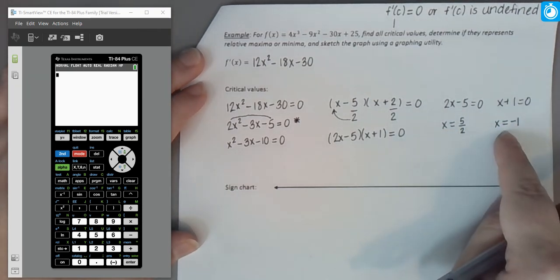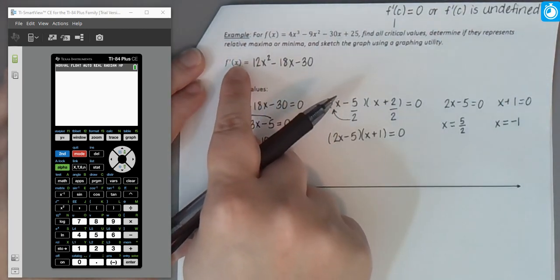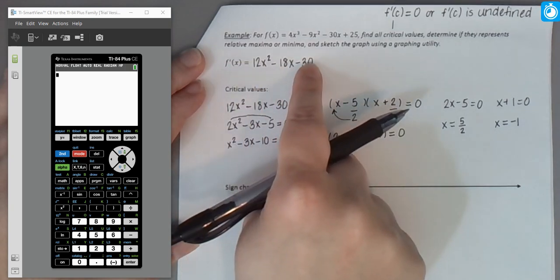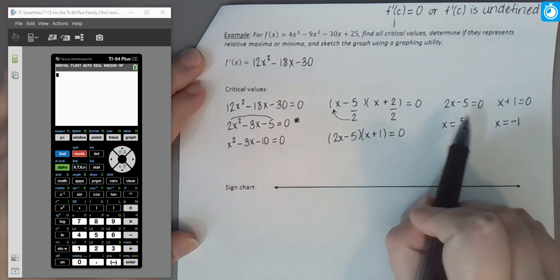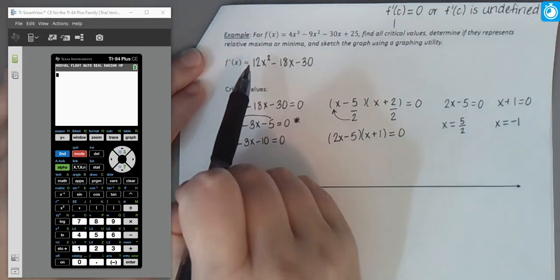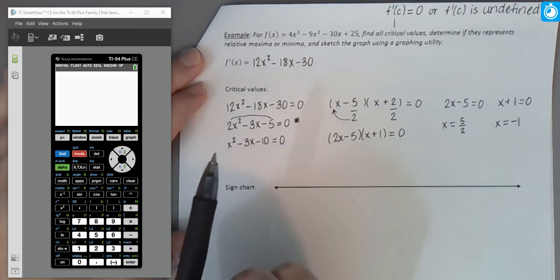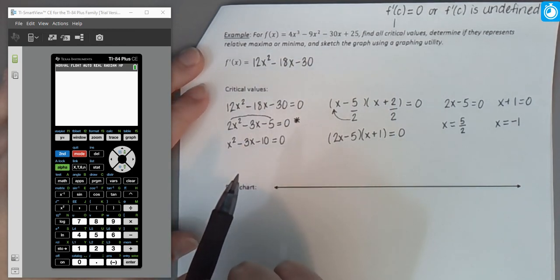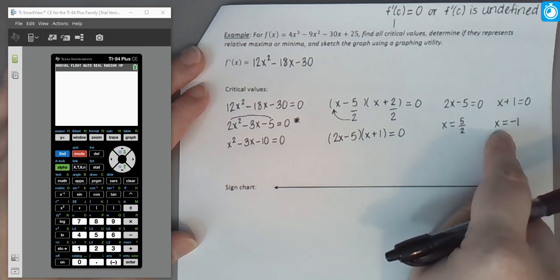So these are going to be our two critical values. These are the two values of x that if we subbed into the derivative would make the derivative 0. So you might take a moment to check it. Double check. If you subbed this into the derivative, your output upon that substitution should be 0, which is the indication, again, that these two are critical values.